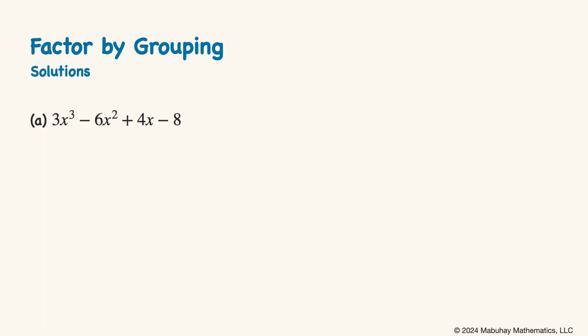So, part A, 3x cubed minus 6x squared plus 4x minus 8. We want to bring our attention to the first pair of terms, see if there's a common factor there. Okay, in this case, we can pull out 3x squared. When we do, we're left with the quantity x minus 2.